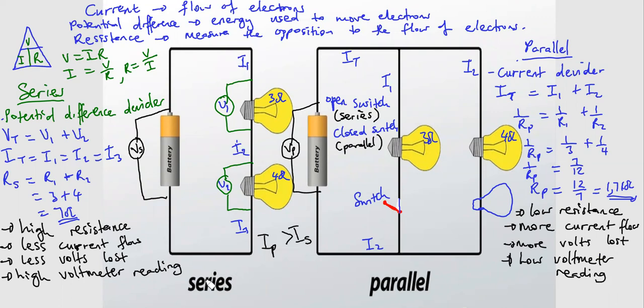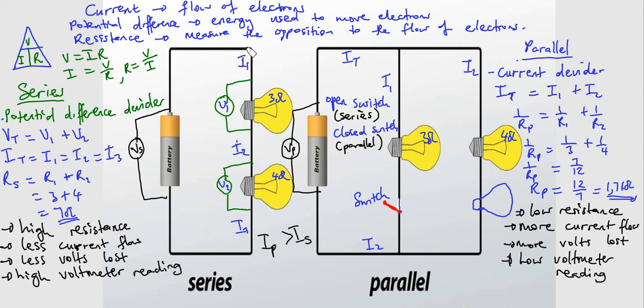So when we talk of series and parallel connection, think of those things. We have got high resistance in series. We have got less current flowing in series. We are losing less volts here. And again, you are going to have a high voltmeter reading, meaning to say you are going to be left with more energy in the battery after you connect your battery.